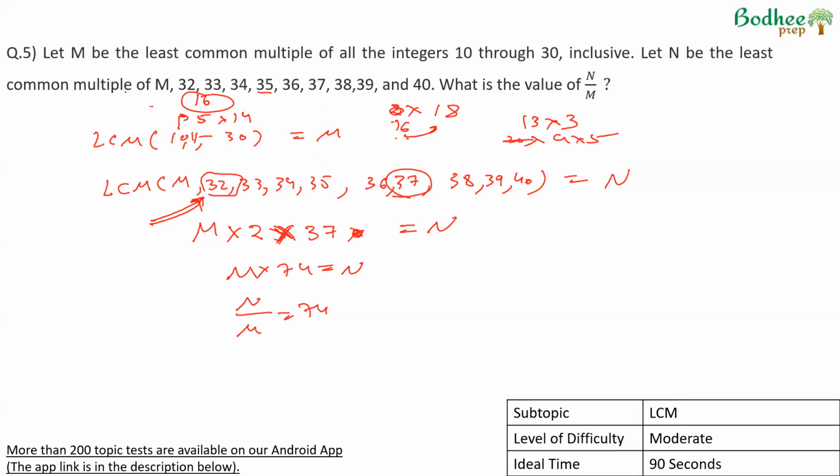Again, I'd say this is an easy to moderate level of difficulty question. Basic understanding of LCM will help you solve this. And we've done this in class as well, or similar questions in class as well. I think 90 seconds should be good enough to answer this question.